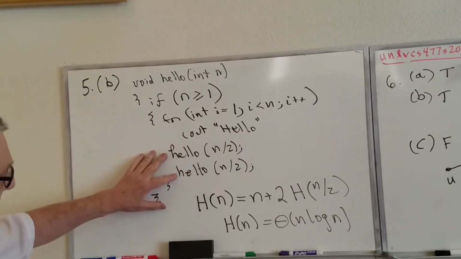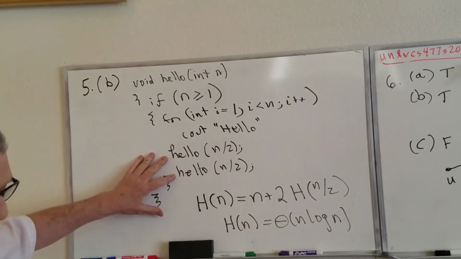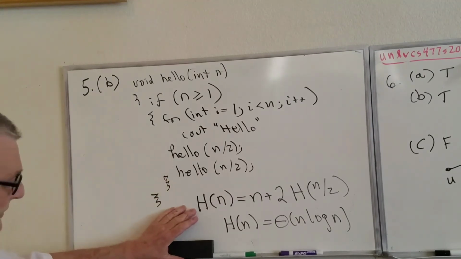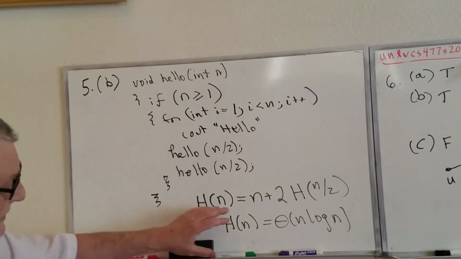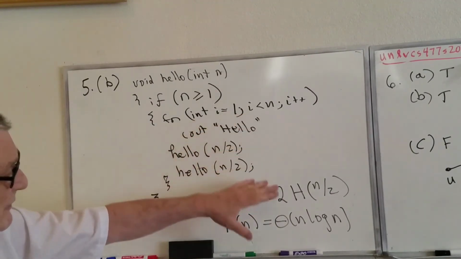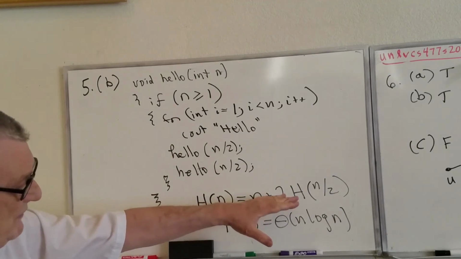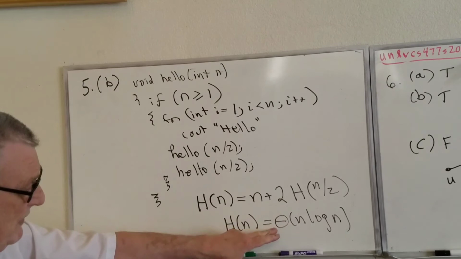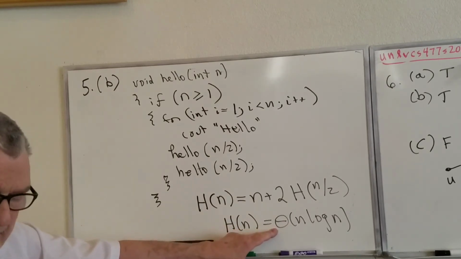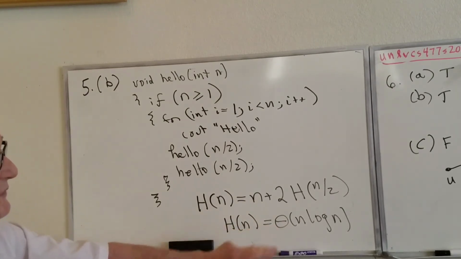But then after that, we recursively call hello n over 2 twice, which means the recurrence is, let's say capital H is the amount of time it takes to execute hello. It takes n steps here, plus 2 times the number of times it takes to execute hello of n over 2. By the master theorem, this is theta of n log n time.